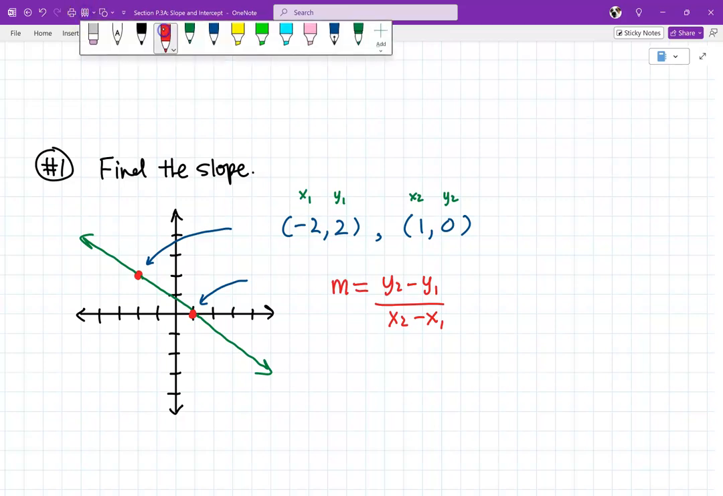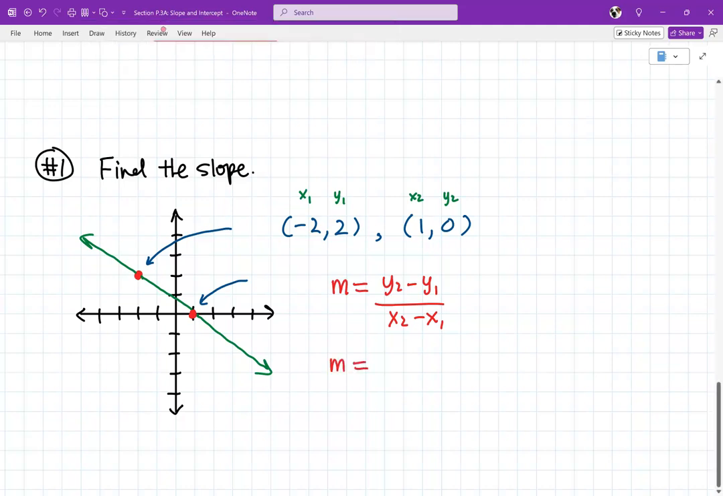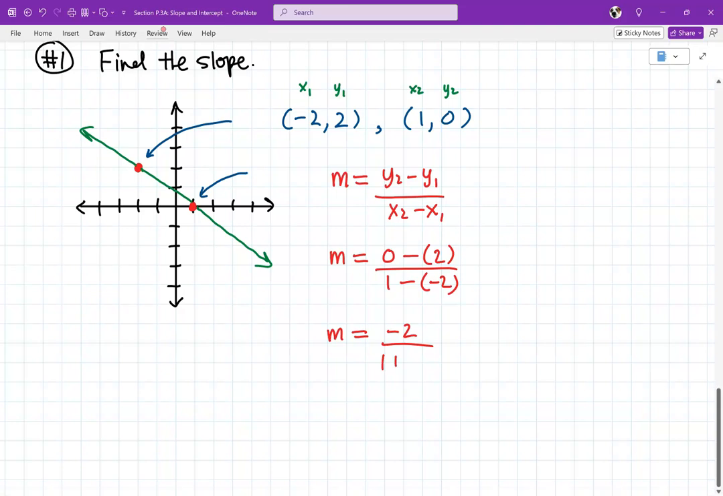So here we go. So m is equal to y2, 0, minus y1. Sorry. Oh, yeah, y1 is a 2. So I'm going to put in a parenthesis, the second number. Then x2, that's 1, minus x1, that's negative 2. So you can see that number was negative. It's important that I keep it negative, so I put a parenthesis around it. Let's simplify. 0 minus 2 is negative 2. On the bottom, it's going to become 1 plus 2, because two negatives make a positive. So my slope is negative 2 over 3.